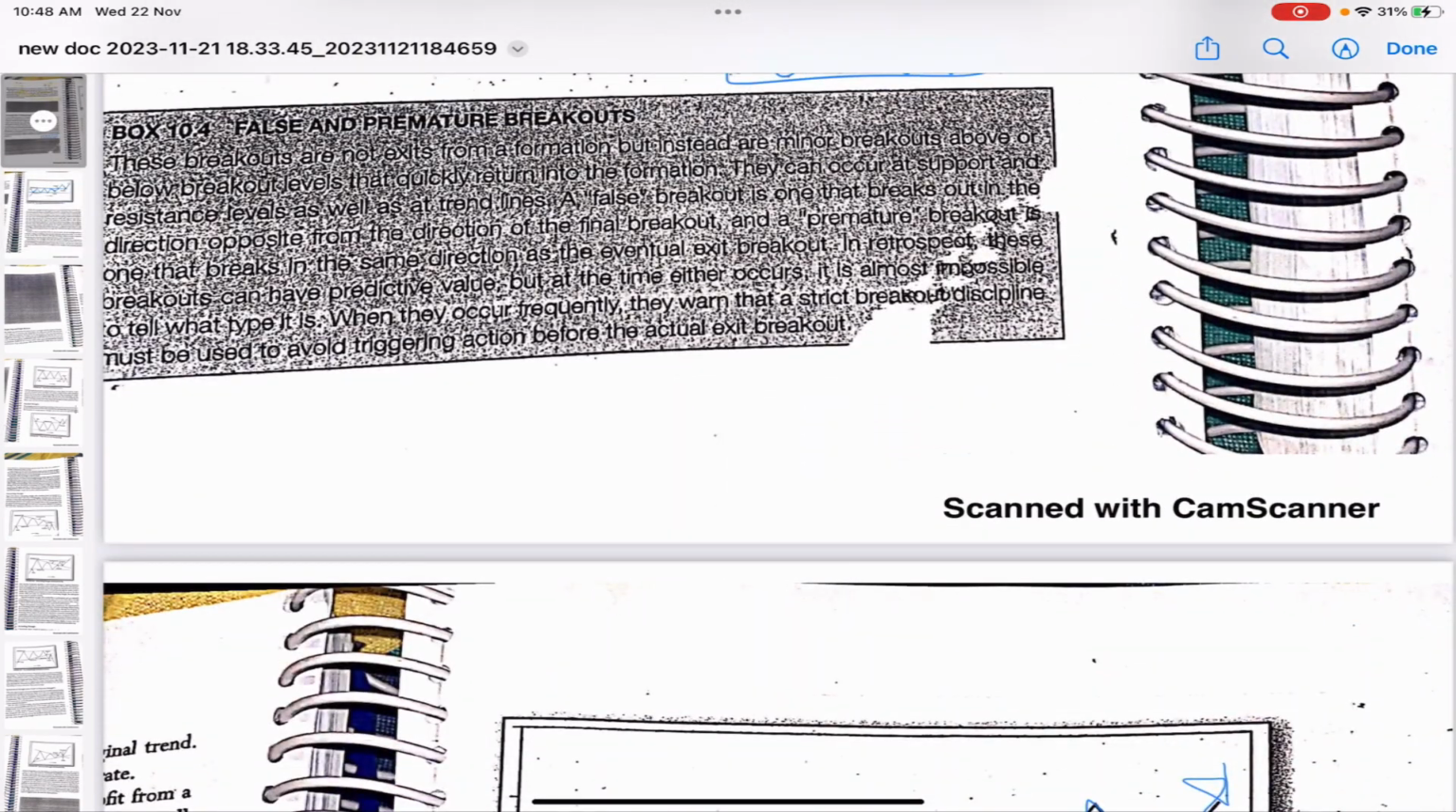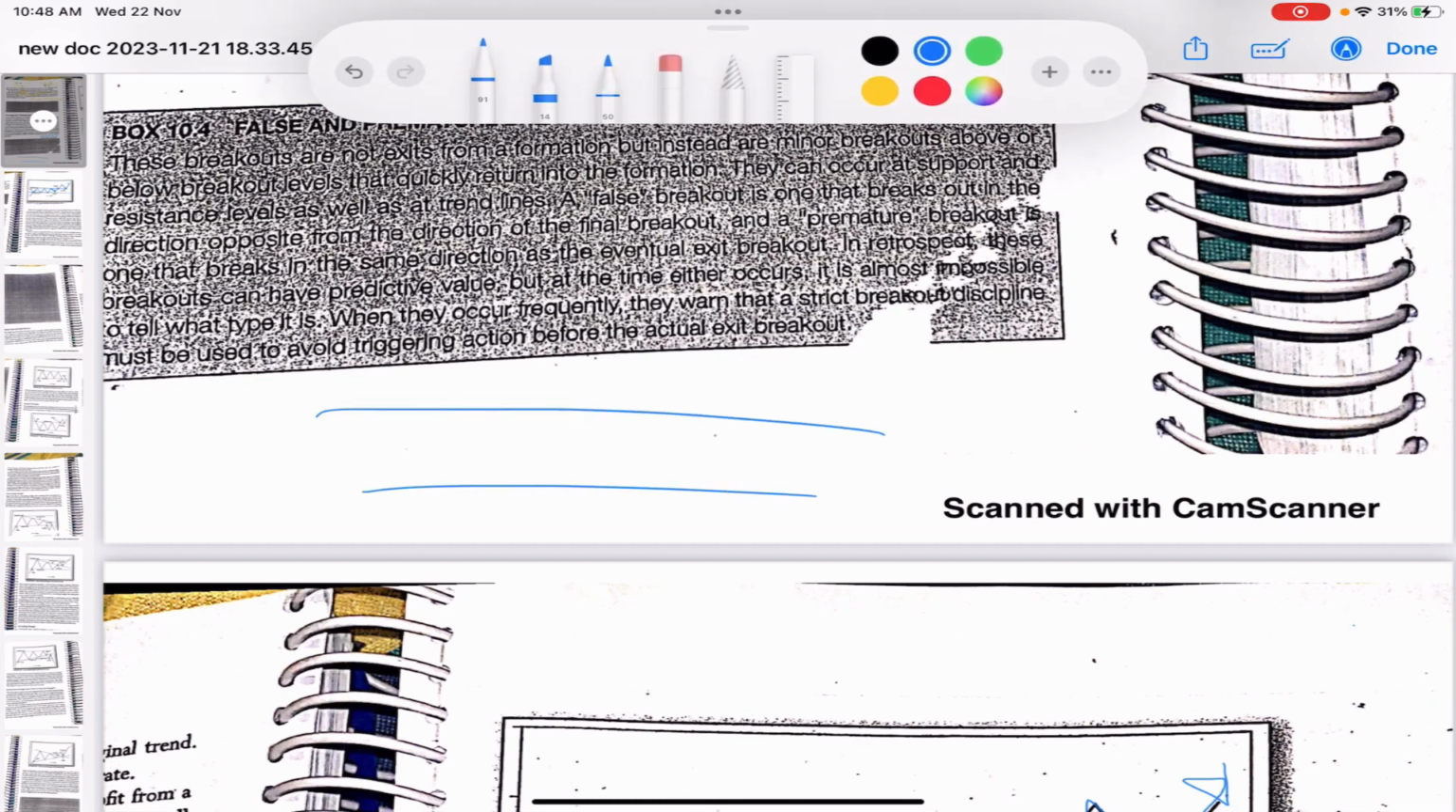Okay, now let's discuss an important concept, which is the false and premature breakouts. False breakouts or premature breakouts, what are they? So these breakouts are not exits from the formation, but they are instead minor breakouts above or below the breakout levels and quickly return into the formation. So sometimes what happens, there is a breakout and for a while there is a breakout, and after that the stock again comes back and starts trading inside the range again. So this thing is known as a premature breakout or a false breakout.